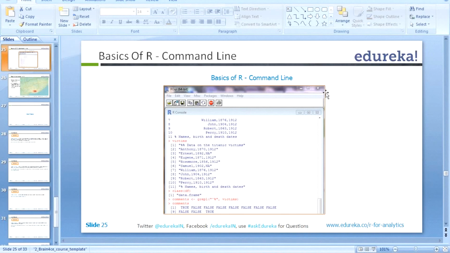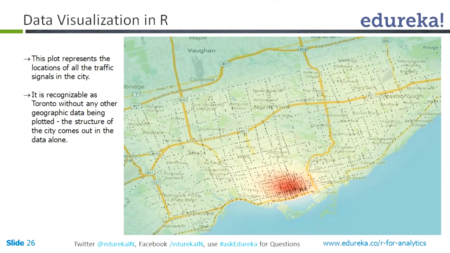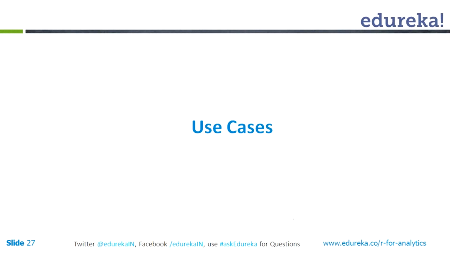So this is the basic R command line. This data visualization is a kind of heat map, which represents the location of all the traffic signals in the city. So these kinds of beautiful spatial graphs you can do in R. Certain packages are available in R. You use them, and you can get these kinds of visualizations on a map. I am sure you cannot get that in Excel anyway.